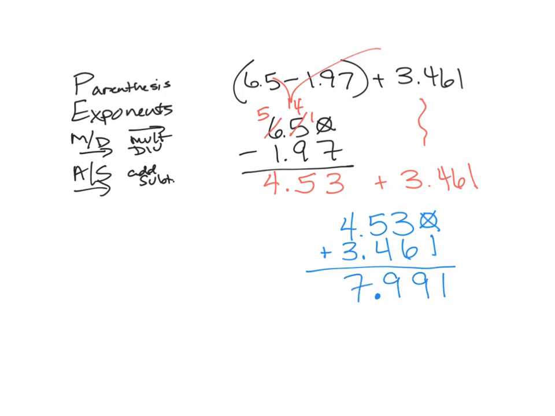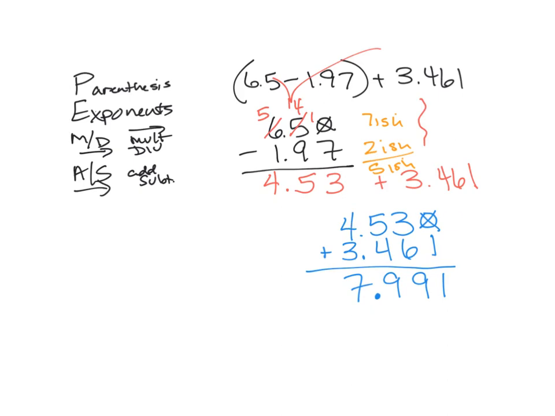And I did forget to estimate on these, but let's do that real quick. 6.5 is going to be close to 7-ish. I'll do this in orange, 7-ish. 1.97 is almost 2-ish. And 7 minus 2 is 5-ish. So I ended up with a 4.5, which is very close to 5.